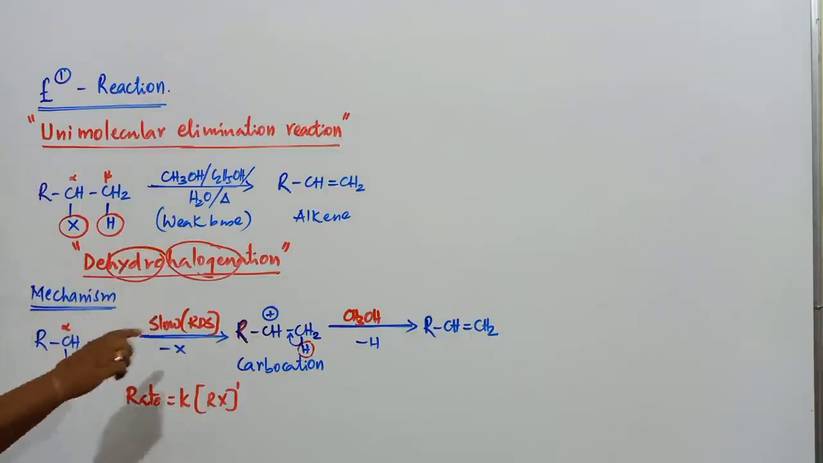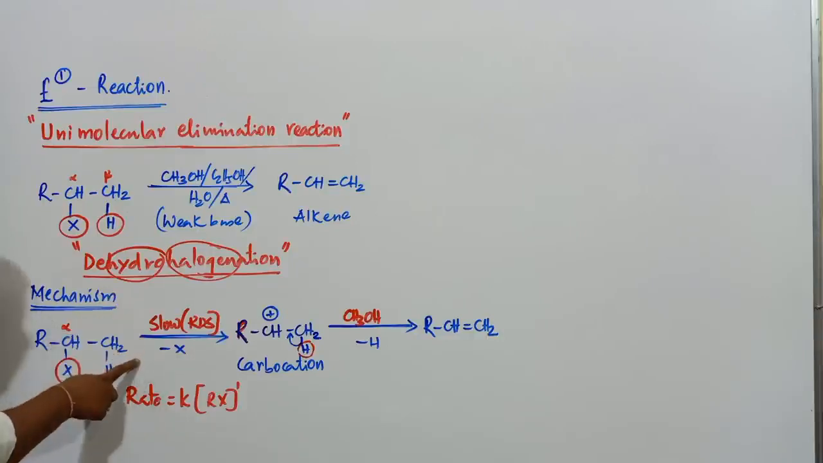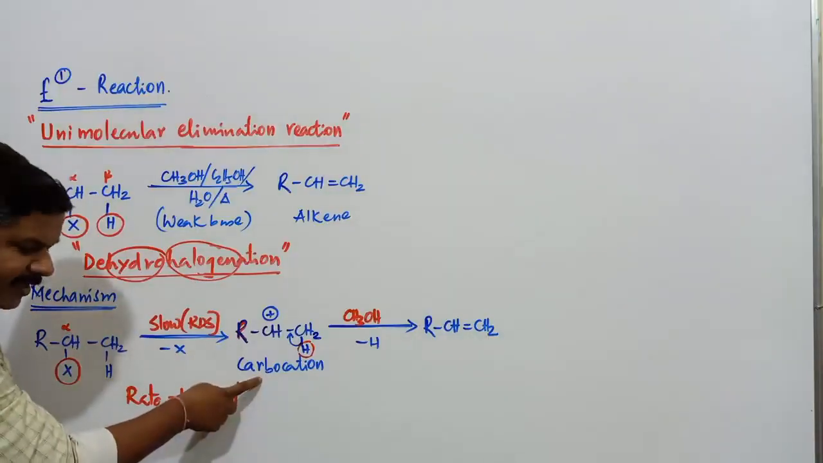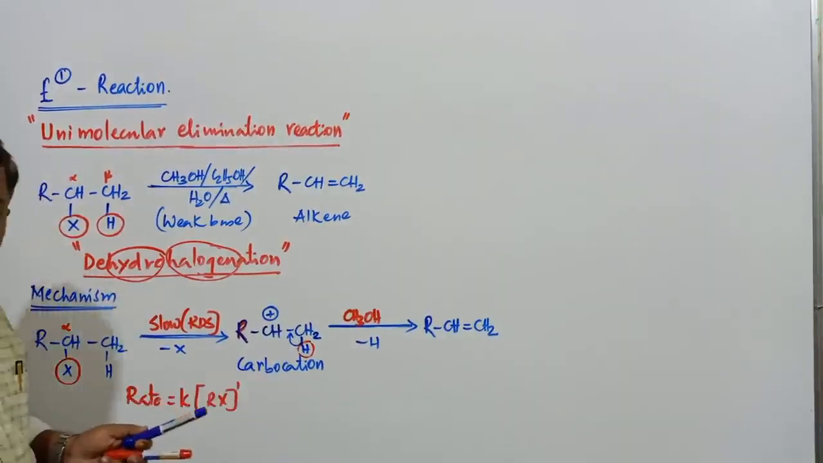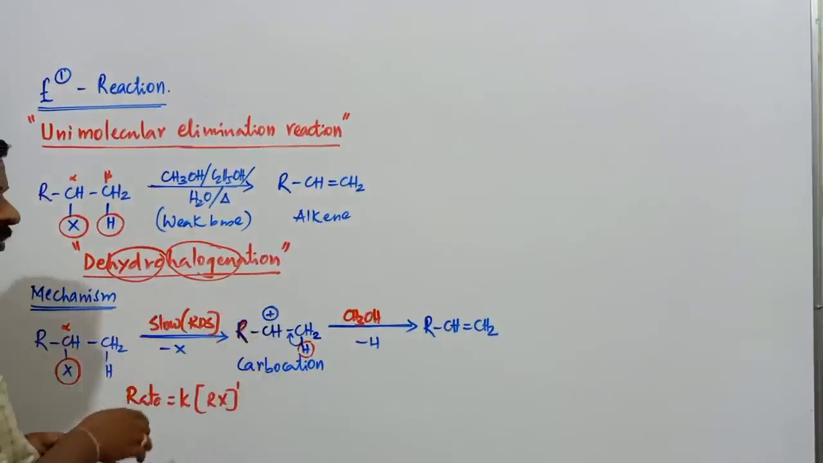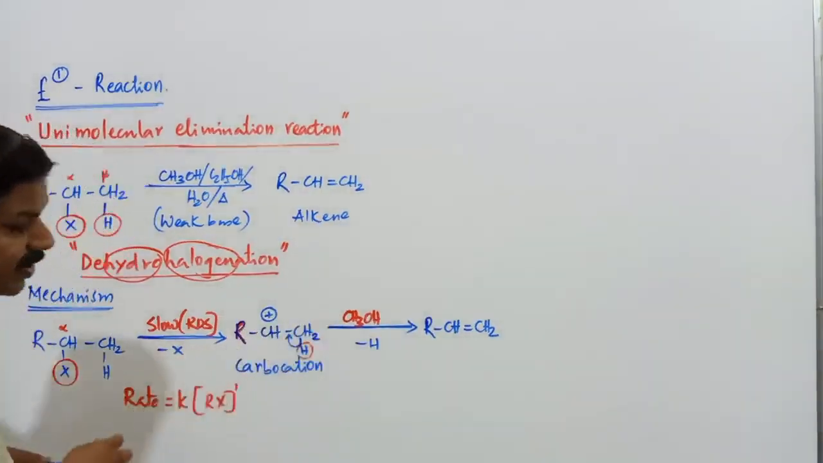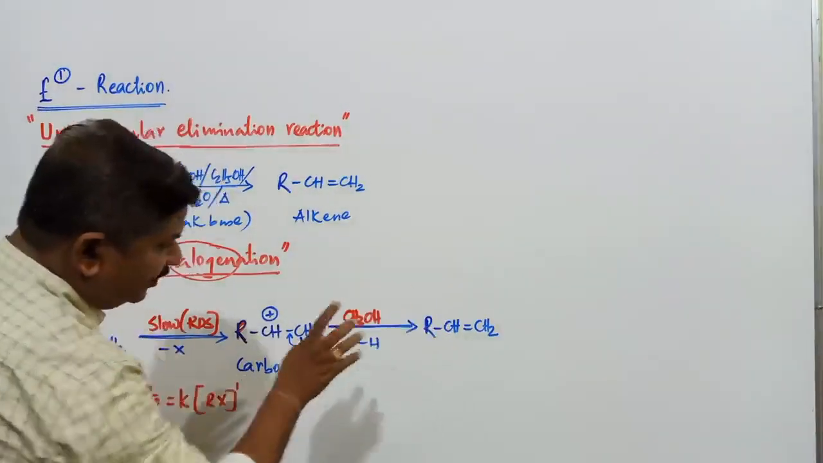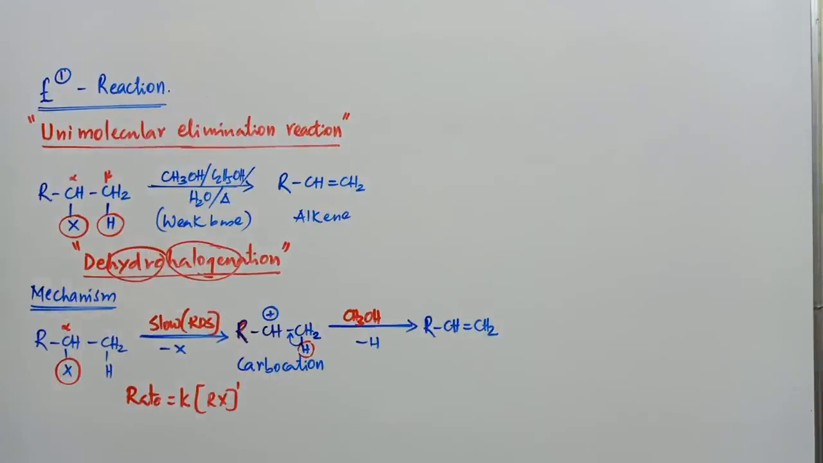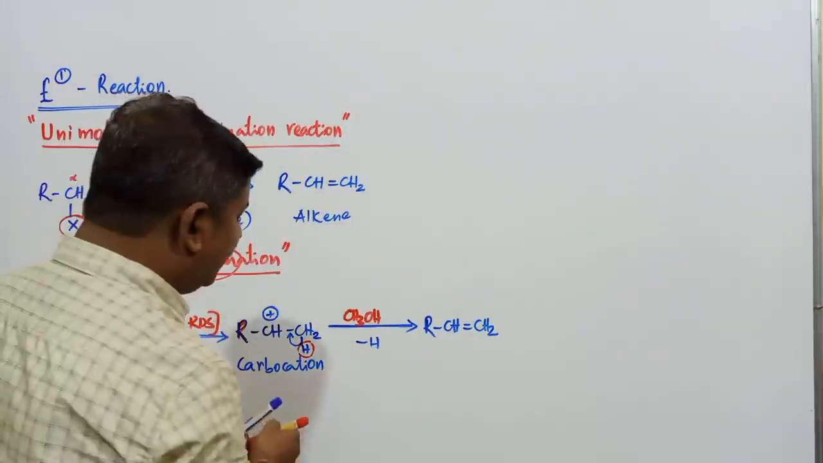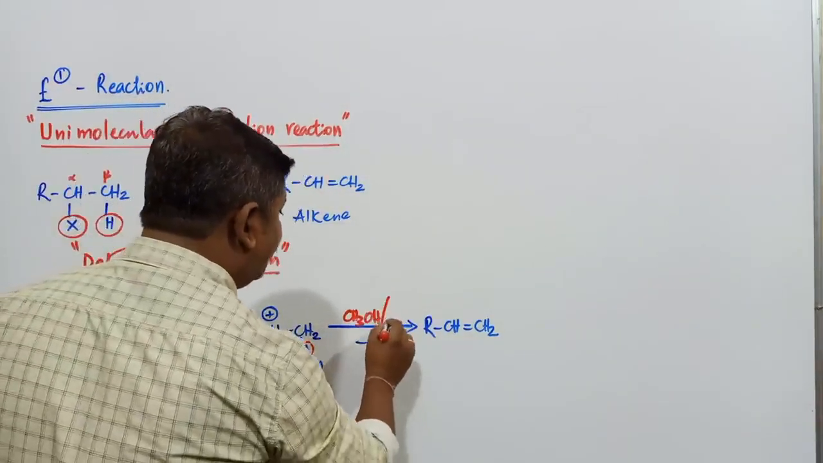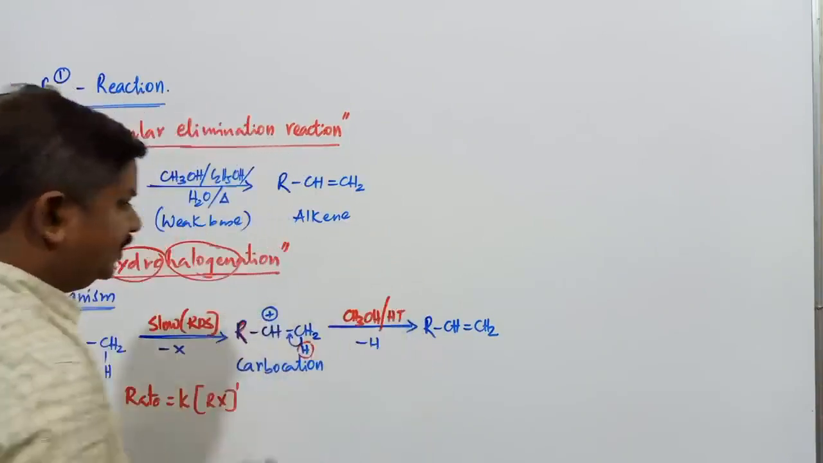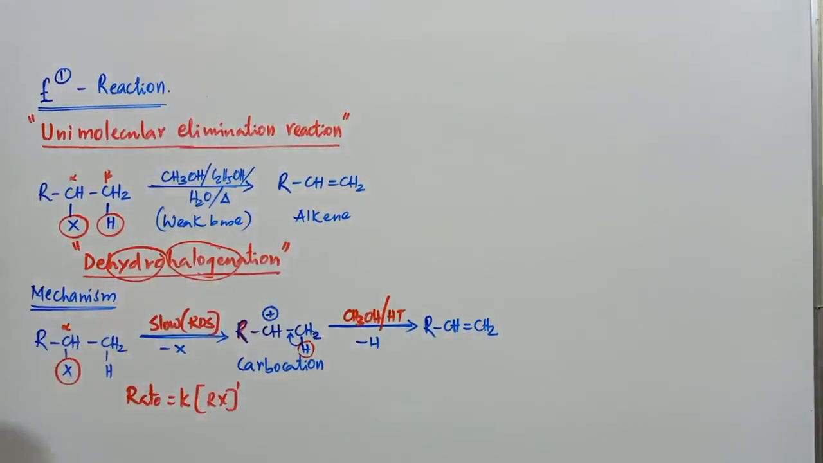So this is the mechanism involved in E1, that is the unimolecular elimination reaction. One thing you should remember: here a weak base is involved and formation of the carbocation takes place. If any rearrangement is possible here, that rearrangement also takes place. Afterwards, elimination of this hydrogen takes place to form the respective alkene, and this takes place at a high temperature.